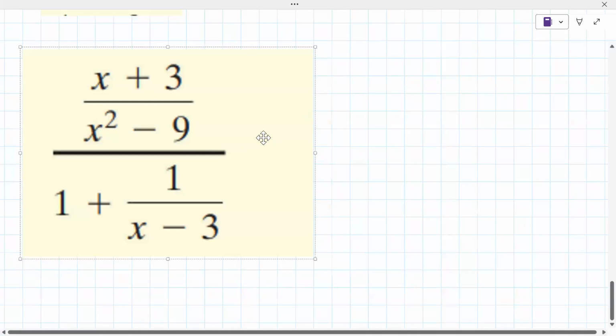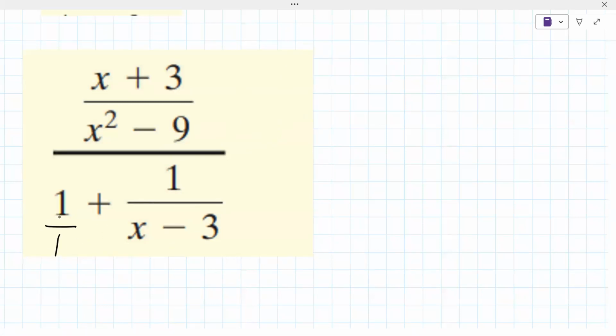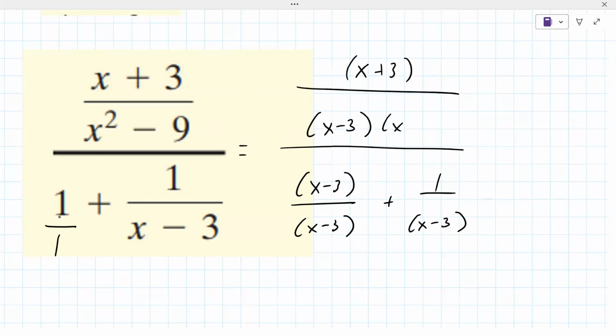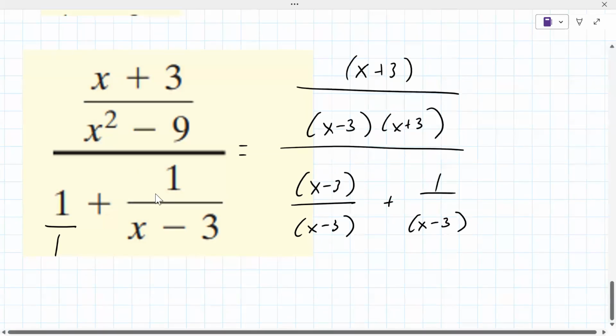These are just more of the same though. I know the thought is that these are so much more difficult, but it's the same. You just make a common denominator on the bottom and the top if needed. On the bottom here, it's x minus 3 over x minus 3 plus 1 over x minus 3. The top, sometimes you have to remember to factor. This is a difference of squares. It just becomes kind of a mess.